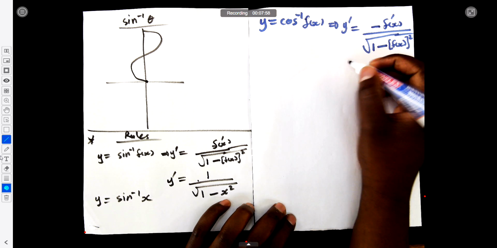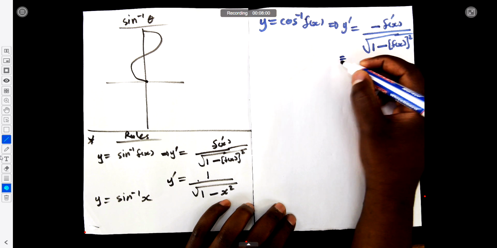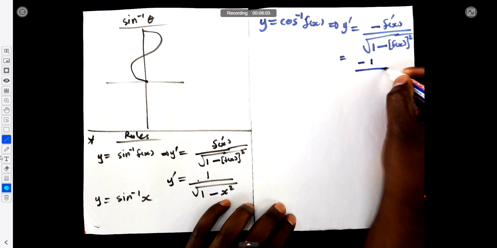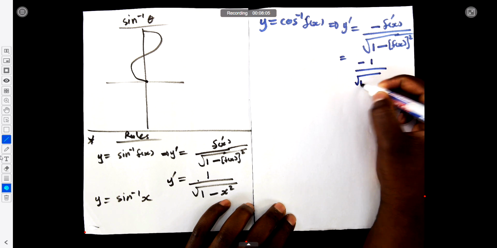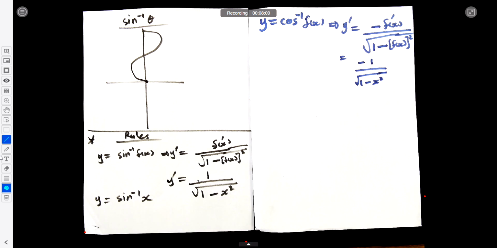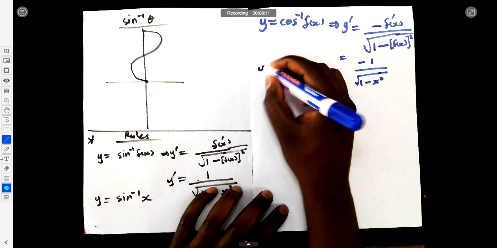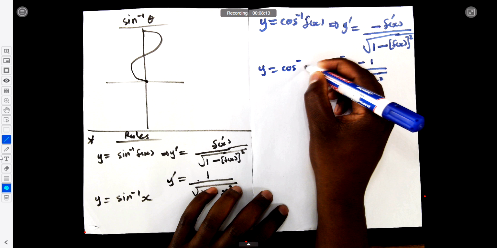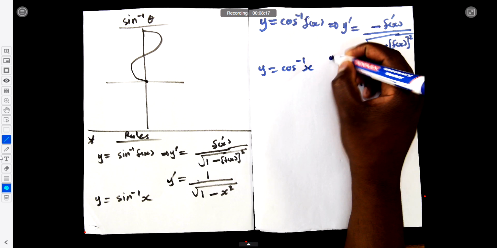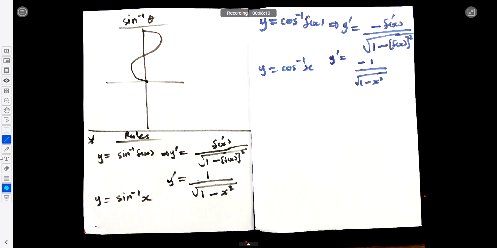Same thing, please note that it can be x. If it's x, the derivative of x is 1, then all divided by root 1 minus x squared. Because if we assume we have arc cos x for the basic rule, y prime will be equal to negative 1 over root 1 minus x squared.